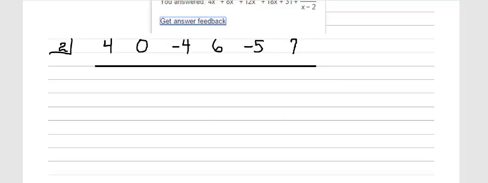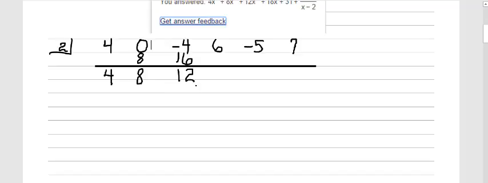All right, so let's continue with the process. So I bring down the 4. This is the process. Bring down the leading coefficient, multiply it by your c, add that product to the next coefficient. So 0 plus 8 is 8. Repeat the process. So multiply this sum times the c, add that to the next coefficient, and keep repeating the process.